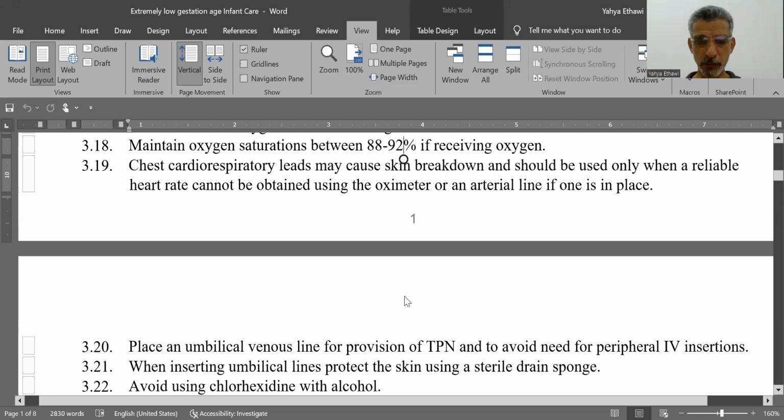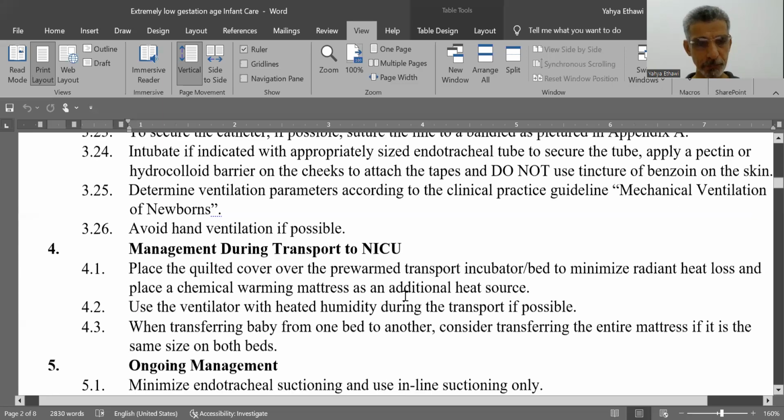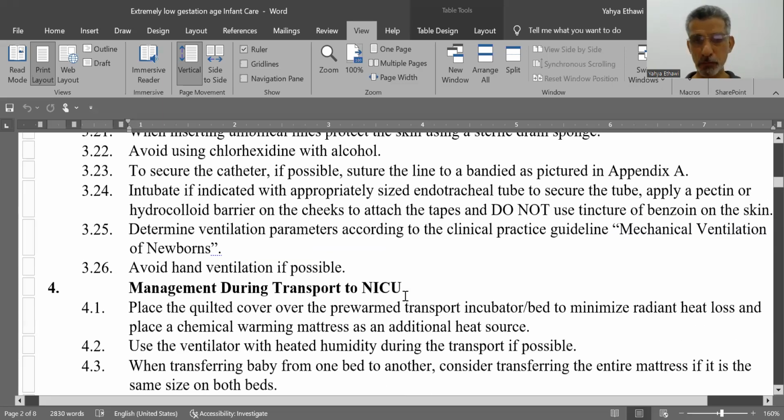We also need a chest X-ray maybe, and also a cardiorespiratory monitor. Okay, in these babies, we avoid alcohol and chlorhexidine. Usually we sterilize the baby with normal saline. So this is the management before the delivery. So that's what we do before the baby is even delivered.